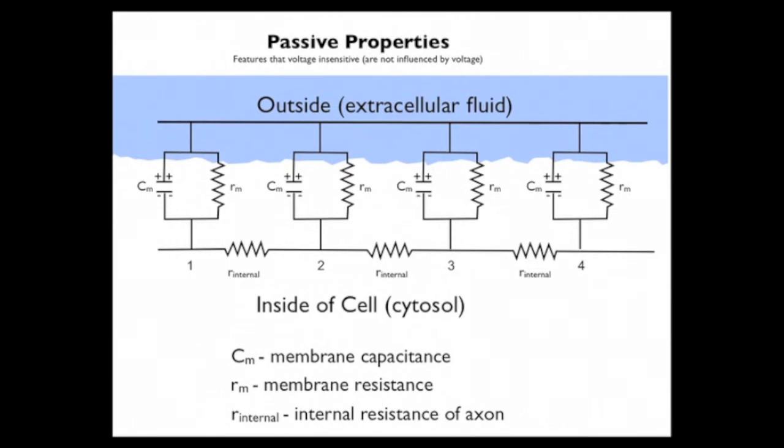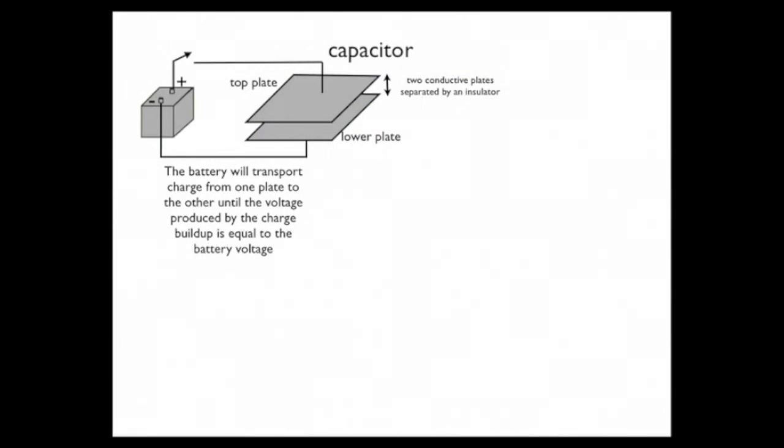So now let's consider in a little more detail how a capacitor works. And as I've indicated to you, it's nothing more than two conductive plates separated by an insulator. In this case, the insulator is air, but it could be anything, so long as it doesn't conduct electricity.